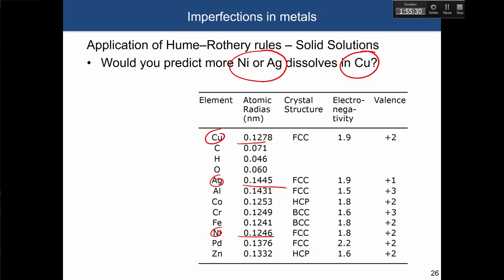Which of these elements is more likely to dissolve in copper based on the rules that we just described? I'm sorry? Okay, why would that be the case? That's the correct answer. Yeah? It follows all of the rules, right? So the radii are very similar. They have the same crystalline structure in the pure forms, relatively similar electronegativity, and the valence is similar. And in fact, copper and nickel are completely soluble.